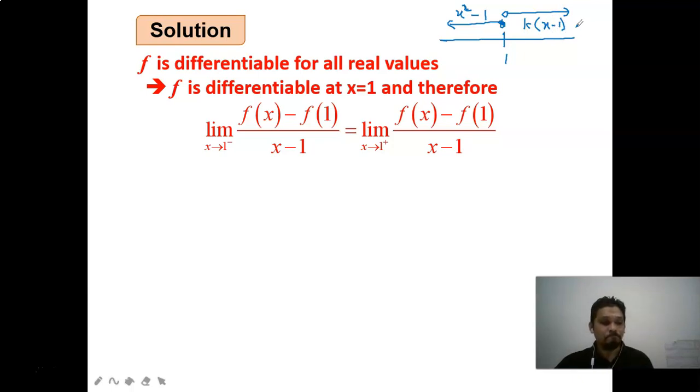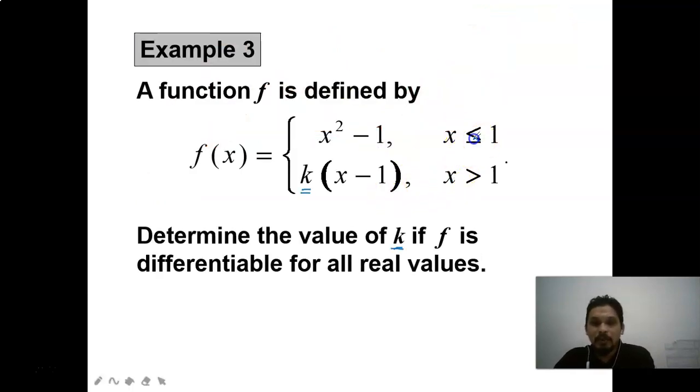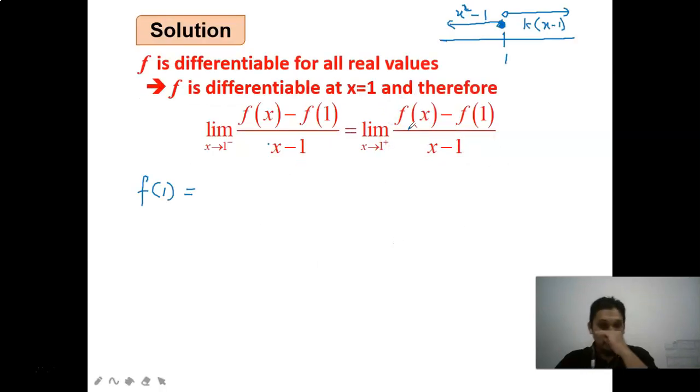Okay, now, so let's substitute with f(1) here. f(1) equal to, okay, this function, because the sign of equal refers to this function x squared minus 1. So then it is 1 squared minus 1, equal to 0.